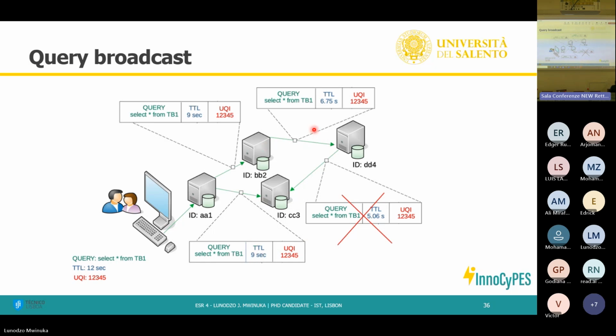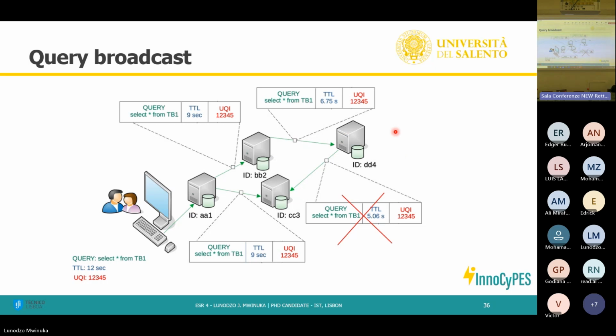When you are going into a second hop, time to live reduces to 6.75. Remember, you have to set your own reduction factor. This can change depending on the system, but the UQI value stays the same. Now, in this case, we are forwarding our query to DD4. Now, DD4 wants to forward its query to its routing table.